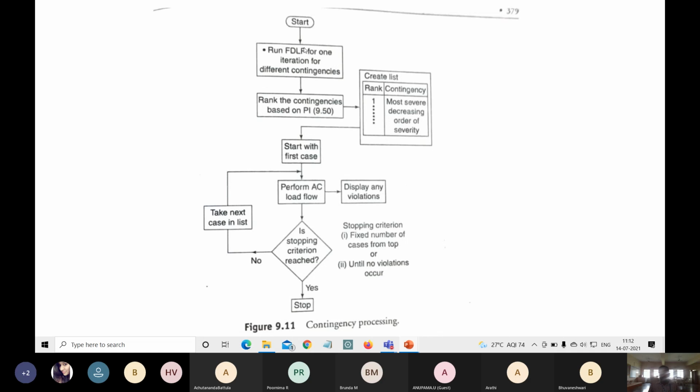Simple procedure, nothing more to it. Okay, so where do we stop? The stopping criterion is a fixed number of cases from the top, or until no violations occur. When do we have to stop, whether at the fixed number of cases or we follow until no violations occur. Till that point you have to perform the analysis.